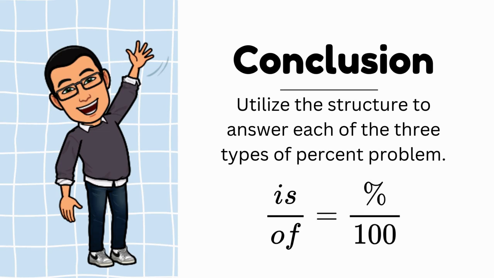And so we can utilize this is over of is percent over 100 structure to help us with the 3 different types of percent problems. Fill in the 2 known pieces and leave x in place of the missing one, and use your notes to solve.